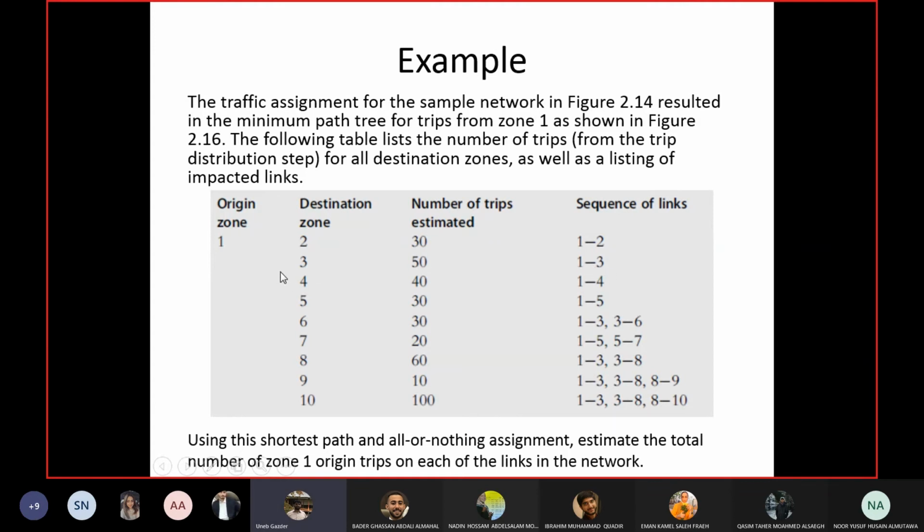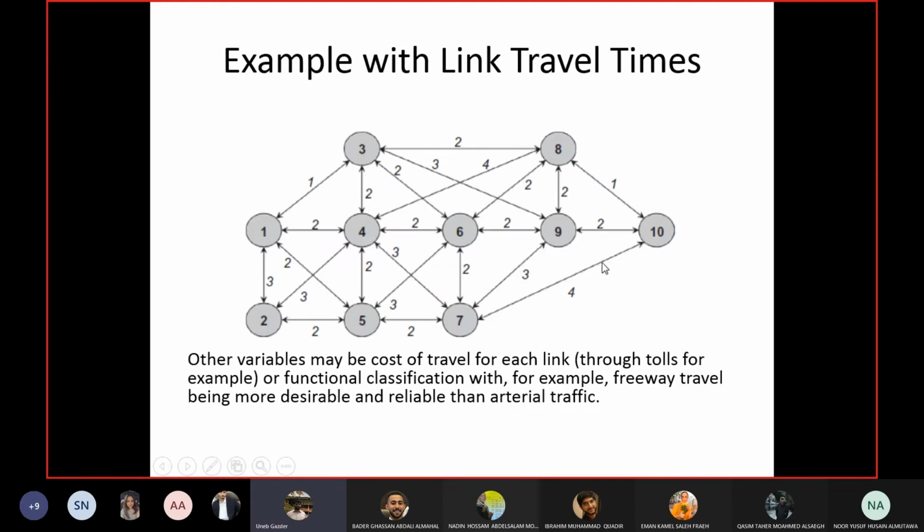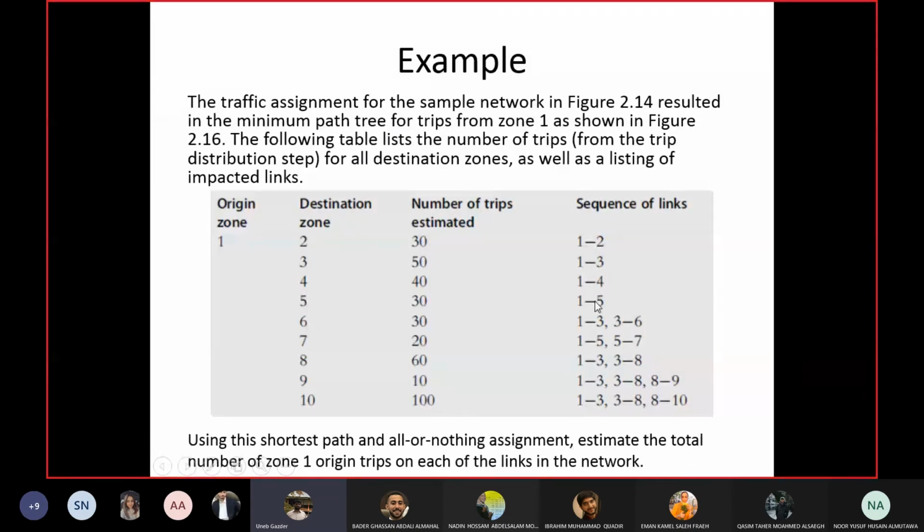Again we have a direct connection between 1 to 3. It will only take 1 minute, so obviously this is the least travel time. Similarly, these are the number of trips. All these trips will be assigned to 1 to 2. This link 1 to 2 will have all these 30 trips, no distribution, because this is the least travel time path.